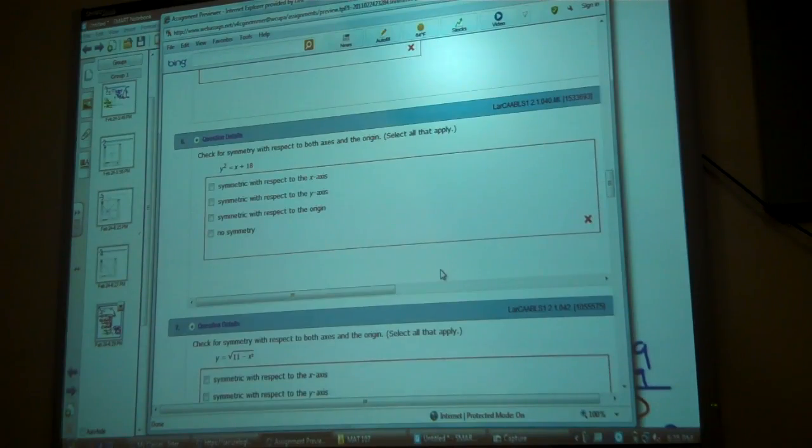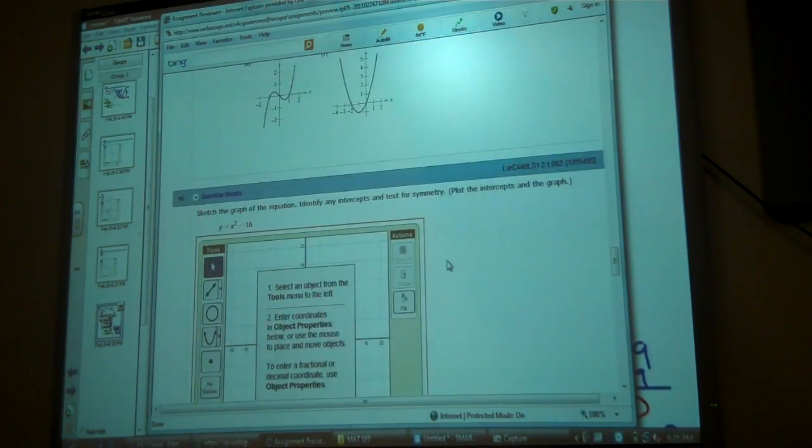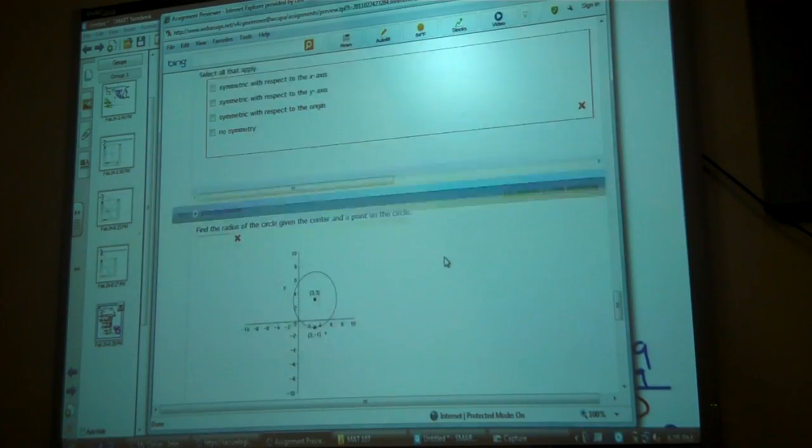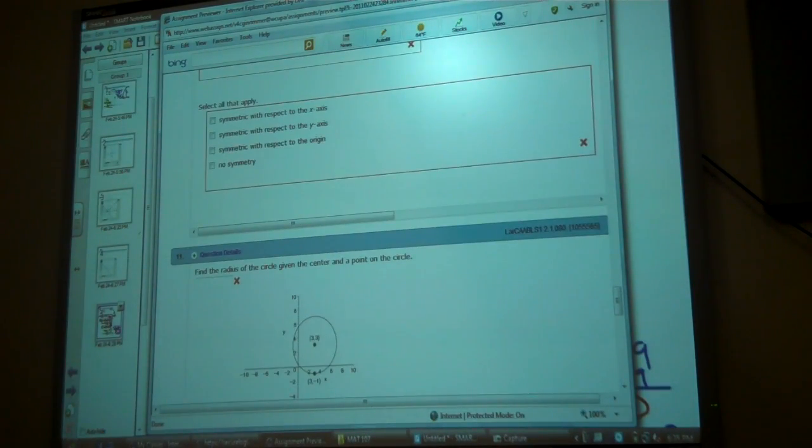Make sure you get started on this as soon as possible, because you see how many different parts each question has, and then you have these graphing tools to figure out. So there are 3 sections due on Sunday at midnight.